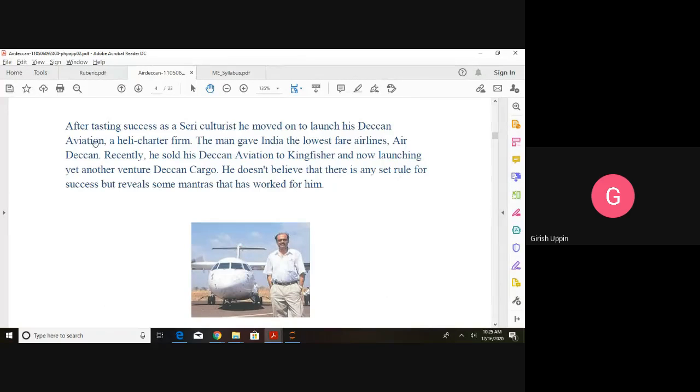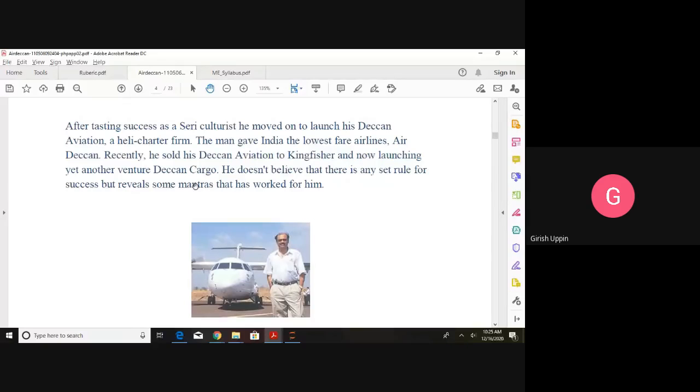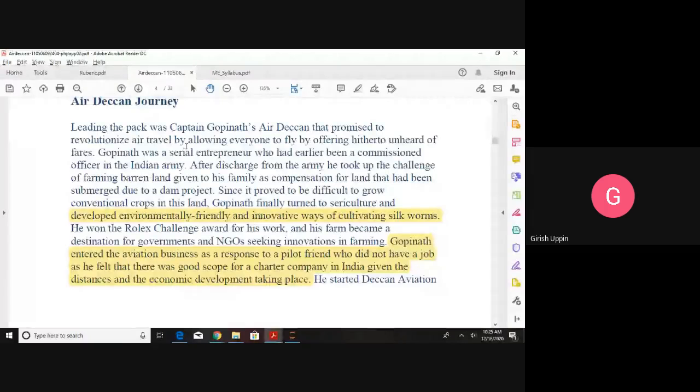After tasting success as a sericulturist, he moved to launch Air Deccan, then a heli charter firm. The man gave India its lowest fare airlines, Air Deccan. Recently, in 2008, he sold Air Deccan business to Kingfisher, and he moved on to another venture, Deccan Cargo. Leading the pack was Gopinath's Air Deccan, which promised to revolutionize air travel by allowing everyone to fly, by offering hitherto unheard of fares.